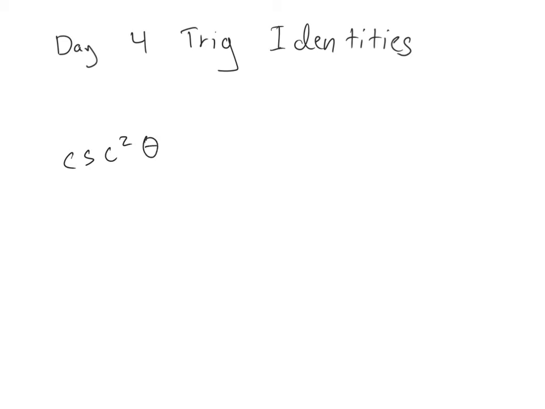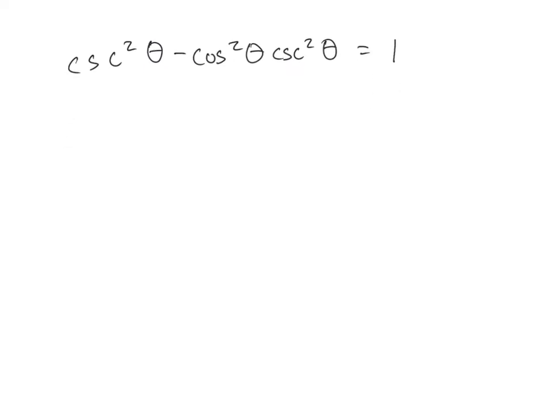cosecant squared of theta minus cosine squared of theta times cosecant squared of theta. And we want to prove it equals 1. So let's go through our processes. Okay, I see we have a cosecant in the first and the second term. I'm going to factor that out.